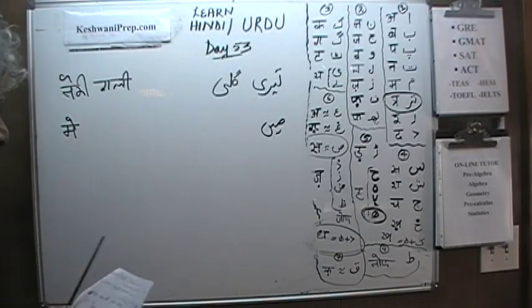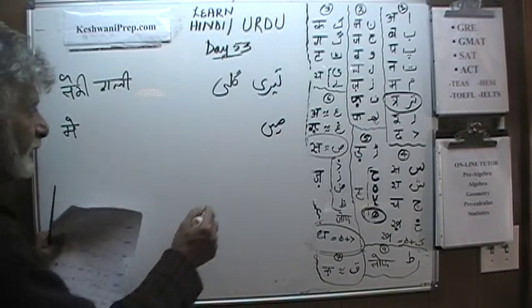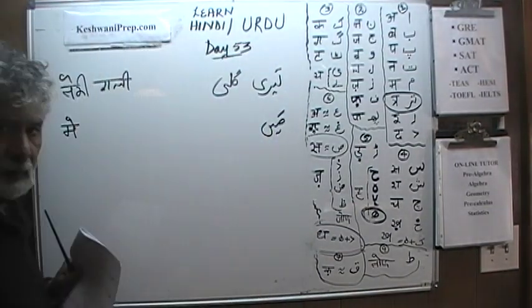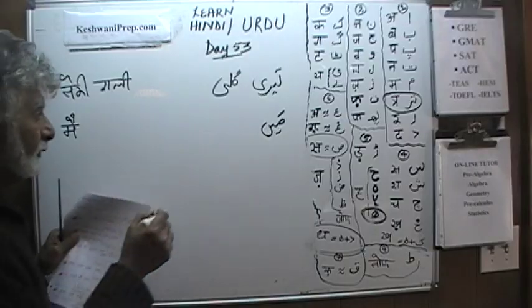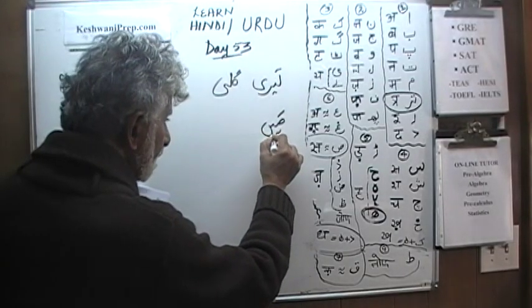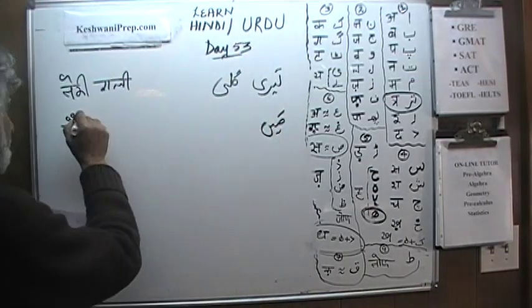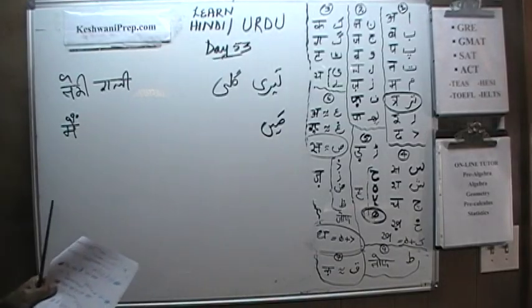Mein actually has a badi ek ki matra. To make it a badi ek ki matra, we're going to put a zabar on top of the meem. That makes a badi ek ki matra. And we don't want me, we want mein. So that's why we have this noon ghunna. In Hindi we just put a dot. Teri gali mein.